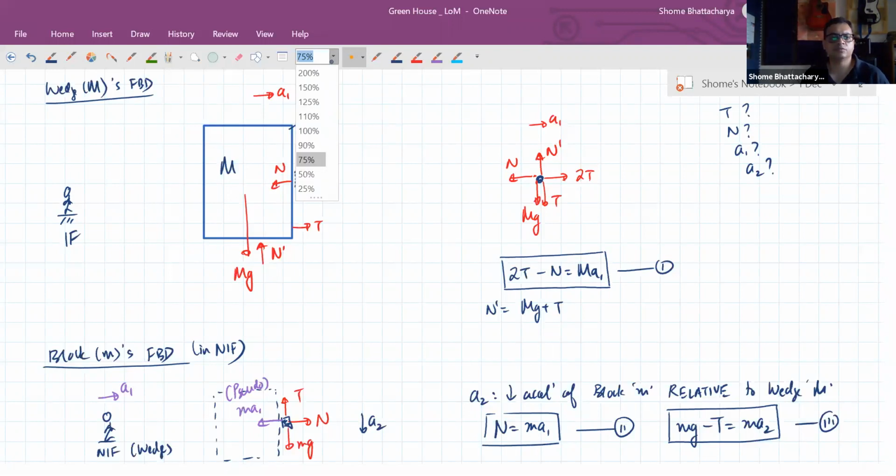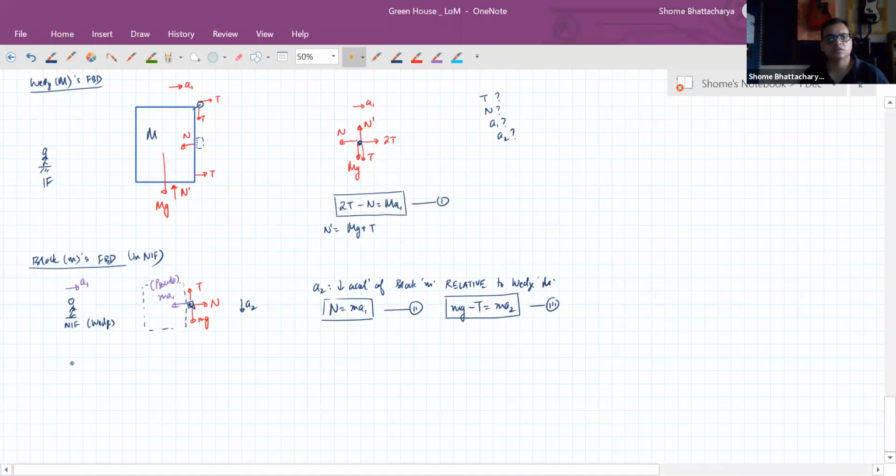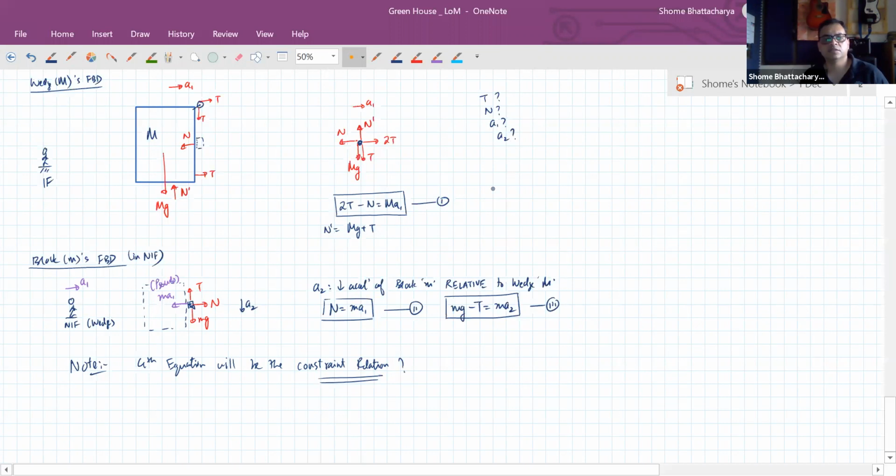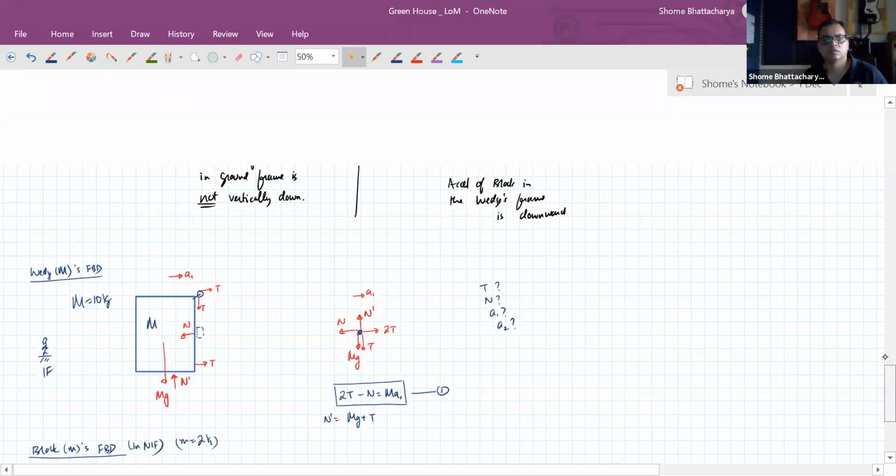So where will the fourth equation come from? The fourth equation will be the constraint relation. Okay. So try to work out what will be the constraint relation. Meanwhile, I'll just substitute the values. Capital M was 10 kg, I think, right? And small m was 2 kgs, if I'm not mistaken.